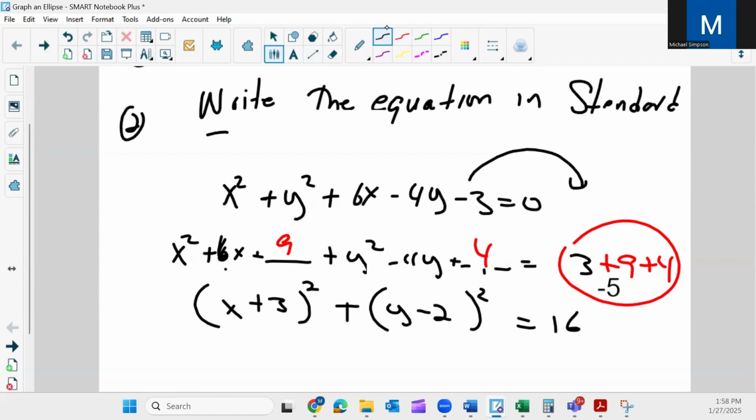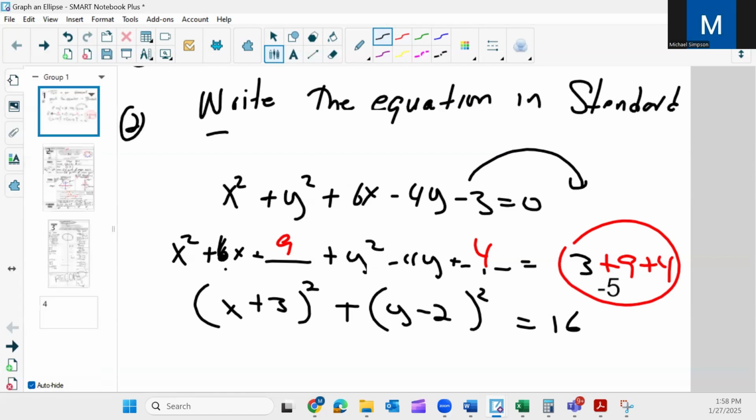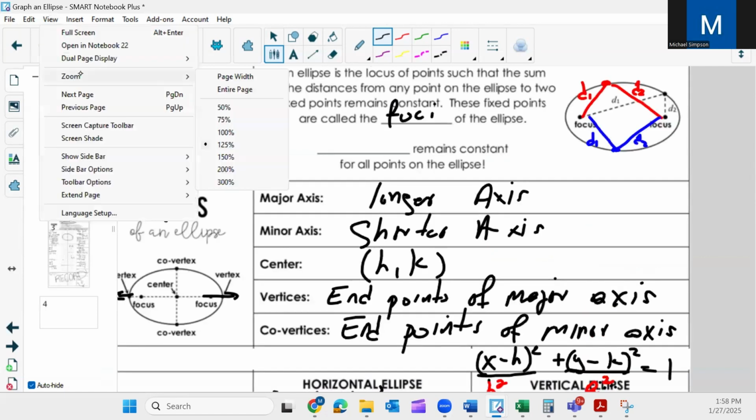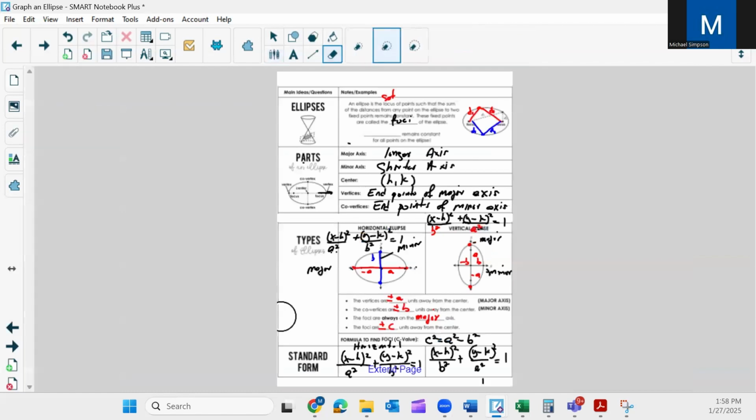All right. Okay. You must know this. You must know how to complete the square, because the next fourth section is going to involve this right here, completing the square. All right. So let's jump into ellipses real quick.